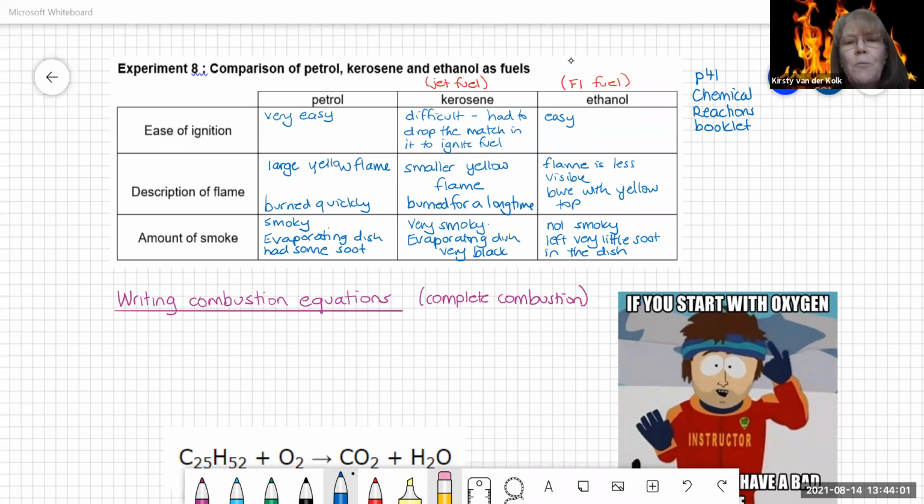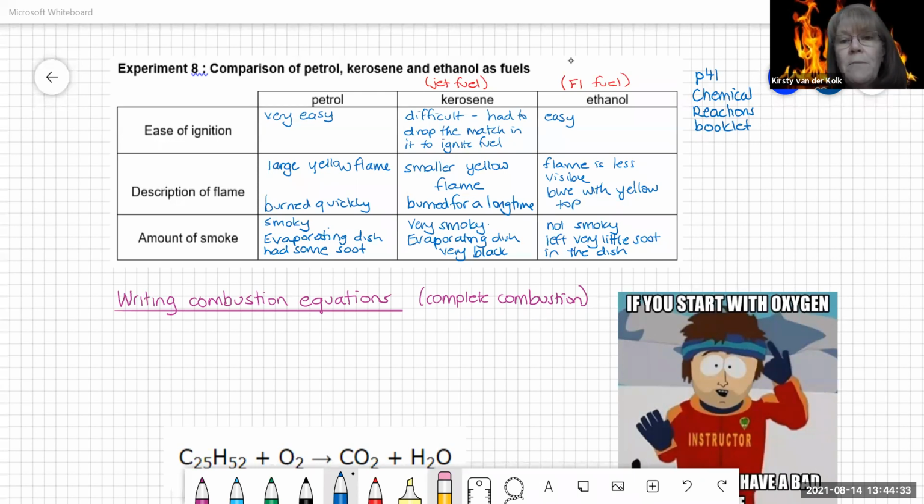Kerosene, much more difficult to ignite. In fact, you have to drop the match in. You've got to leave it in the fuel for quite a bit of time. And the match will start acting as a wick, drawing some of the fuel in. Eventually the match burns out and the fuel itself ignites. But you've got to actually put a lot of extra heat in to get enough vapor for that to light. So that's quite difficult to ignite. And that's because kerosene has a higher boiling point than petrol does.